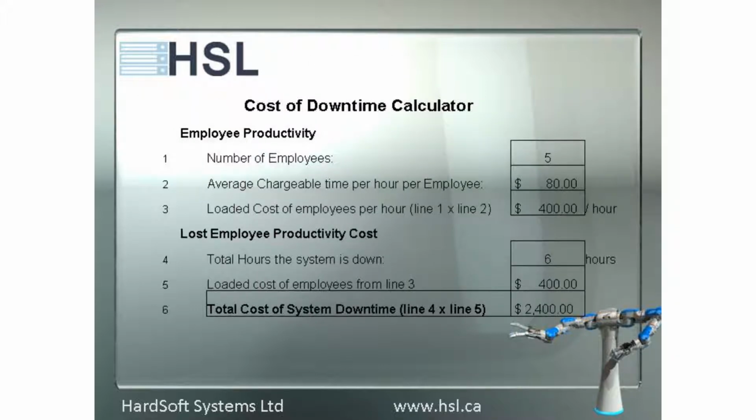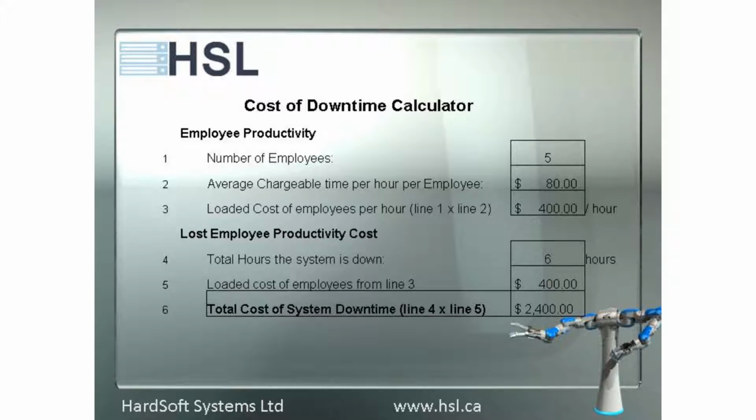Now, we have made a very simple cost of downtime calculator. You simply record the number of employees that would be impacted by a data breach. Now, this may include people on the manufacturing floor or service reps that cannot be scheduled to do the work. Next, you fill in the average chargeable time per hour for the employees. Now, this is the loaded cost that includes labor plus benefits. And then you simply multiply the two numbers and you come up with a loaded cost per hour per employee.